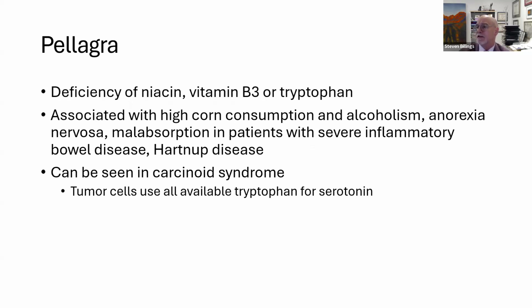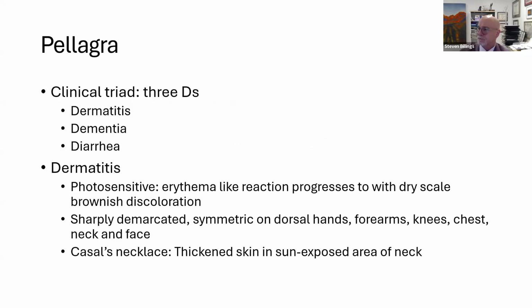Pellagra is a deficiency of niacin, vitamin B3, or tryptophan. It is associated with high corn consumption and alcoholism, and also with anorexia or malabsorption in patients with severe inflammatory bowel disease. It can also be seen in carcinoid syndrome. Classically, it's the 3Ds, a clinical triad of dermatitis, dementia, and diarrhea.